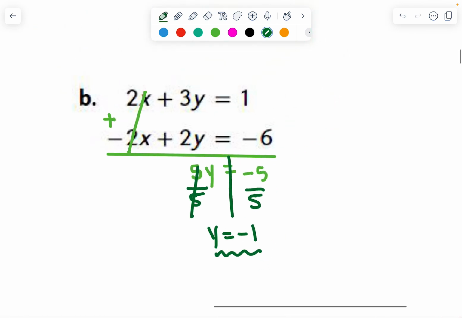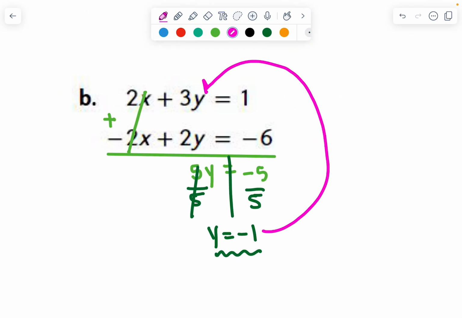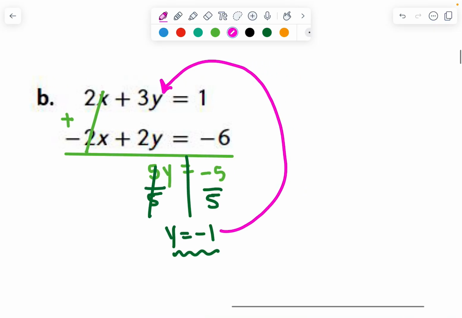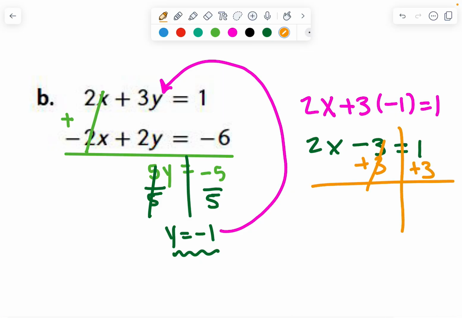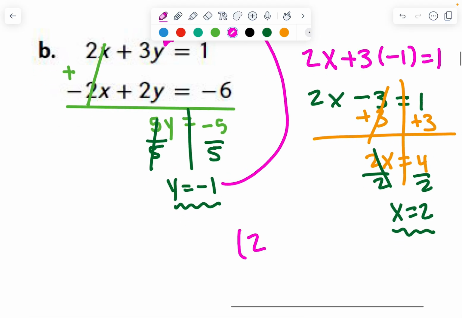Now I need to solve for x, so I'm going to plug this back into either equation. I'll just do the top one. So we have 2x plus 3 times negative 1 equals 1. We can simplify. So we have 2x minus 3 equals 1. Add 3 to both sides. Divide by 2 on both sides. And x equals 2. So our ordered pair would be (2, -1).